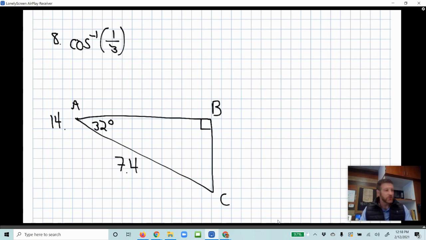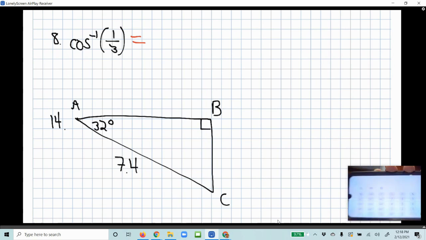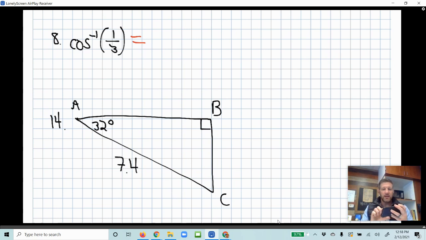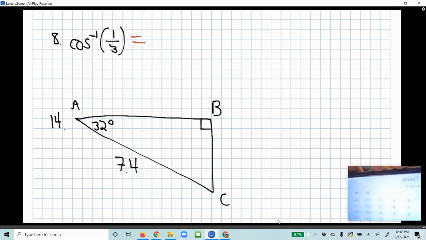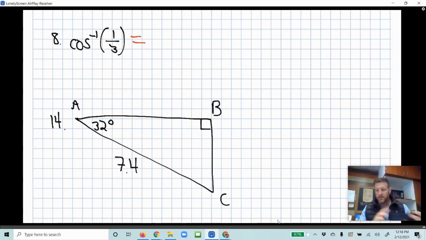So number 8 is just getting us used to using our calculator. They've given us an inverse cosine of 1/3. So what we get out of that is going to be some sort of an angle measurement. So this will be real simple. We just make sure we're on inverse cosine, or inverse functions. If you're not, you'll have a shift key that allows you to do that. So I'm going to hit inverse cosine, and I'll do 1 divided by 3. I can see below that I'm going to get an answer of 70.5. It says to round to the nearest whole degree.